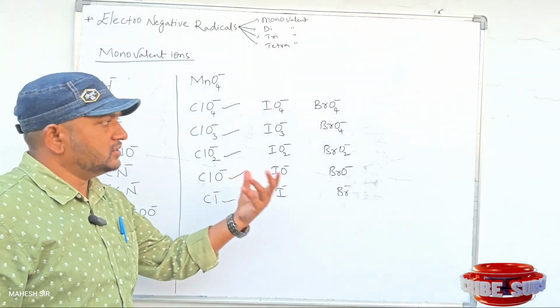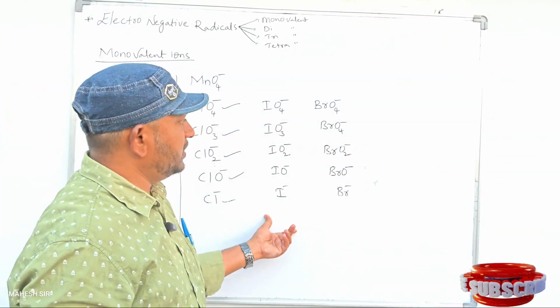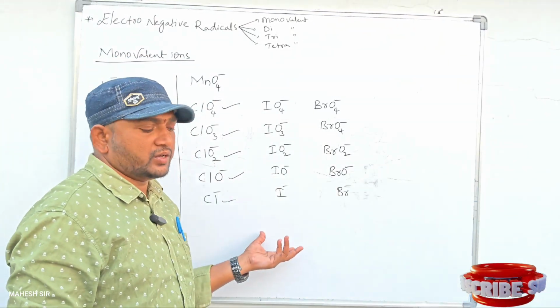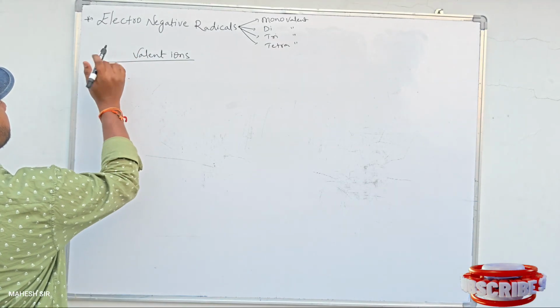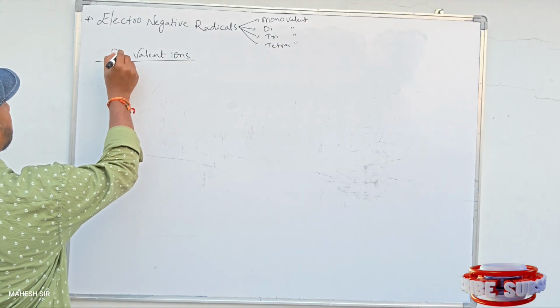Apart from this, so many ions are there. So majorly we are using these. Okay, next we are discussing the divalent.